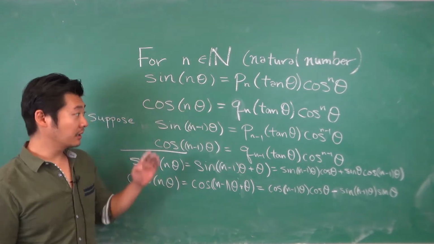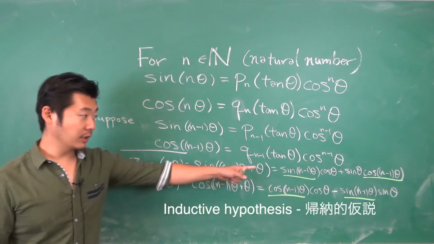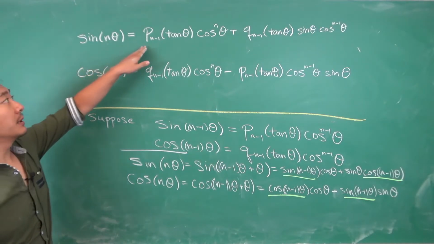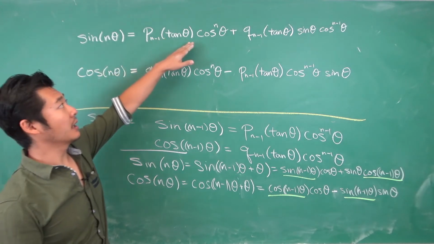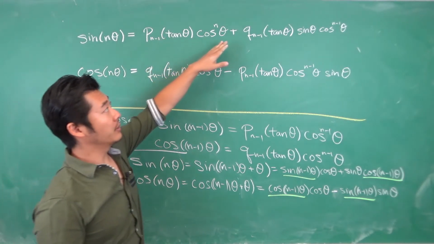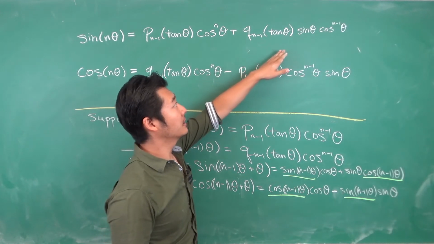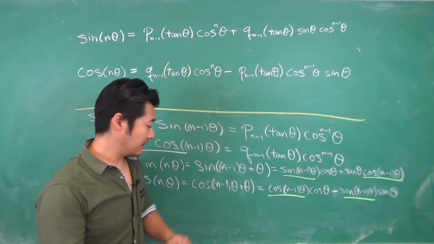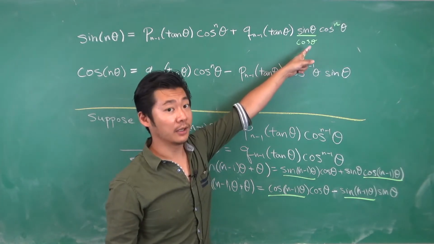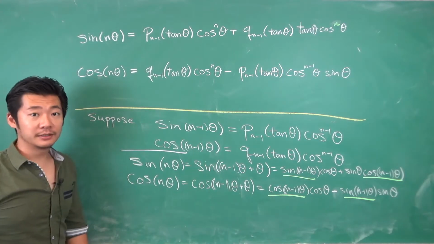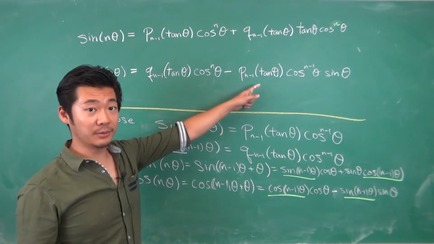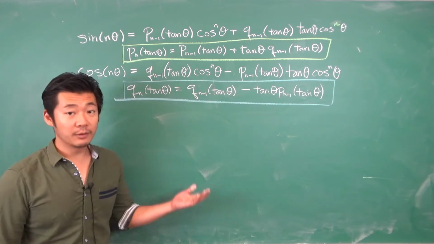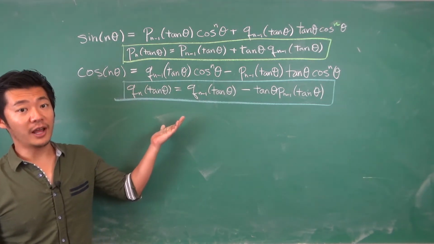But using the inductive hypothesis, we can rewrite these terms so that sine n theta is p of n minus 1 tan theta times cosine to the n theta plus q of n minus 1 tan theta sine theta cosine n minus 1. But this can be easily fixed to something like this, tangent theta, and using the same trick here, we have something like this. And so by induction, the result must hold for all n.